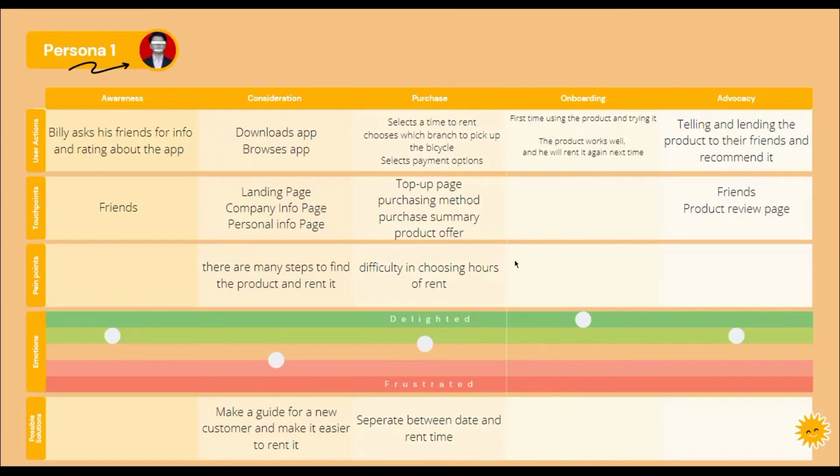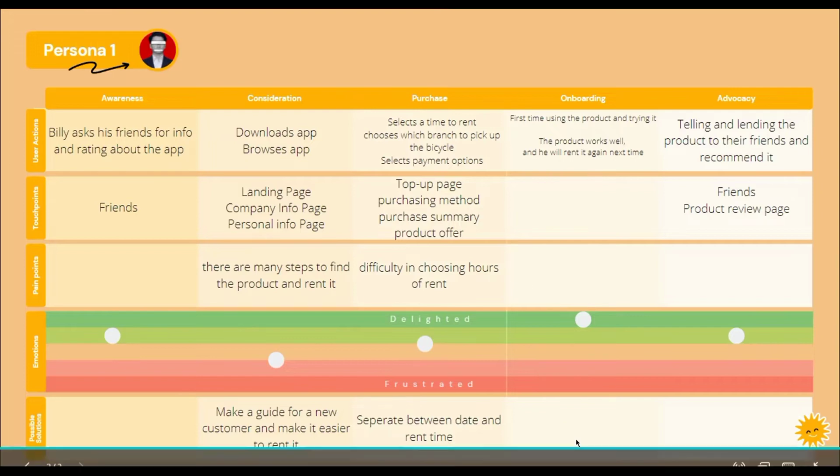After that he borrows our e-bike, and he feels so excited to borrow again. Then for advocacy, he tells his friend about the product review after he used our bike. That's the persona. So next is the C point.